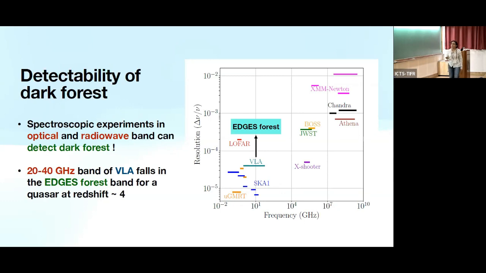And this is something about the detectability. Here I've plotted the different experiments which measure the spectra of different sources in the full electromagnetic spectrum, ranging from radio to X-rays. To detect these lines, we require that the width each of these experiments is measuring should be smaller than the width of the absorption line we are getting from the dark matter halo, which is around 10^-3. So optical and radio wave band experiments can actually be sensitive to these kinds of signatures. And if this is a potential explanation for the EDGES signal, then there will correspondingly be a dark forest in the 20 to 40 gigahertz range for a source at redshift 4. This is the VLA band, the Very Large Array band. If we are able to find something here, then we will be able to confirm or reject this kind of model.